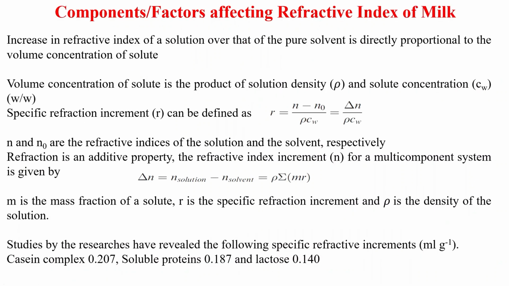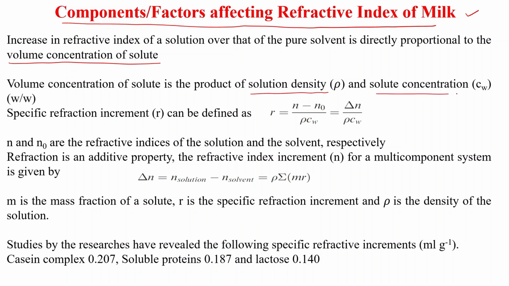Now coming to the components or factors which affect the refractive index of milk. What are they? That we will see in this slide. The increase in refractive index of a solution over that of the pure solvent is directly proportional to the volume concentration of the solute. In milk there are many components, so there is an increase in the refractive index of milk over water, and this increase is directly proportional to the volume concentration of the solute. The volume concentration is the product of the solution density and the solute concentration, that is rho CW.